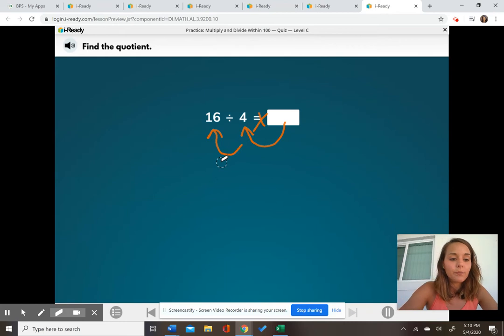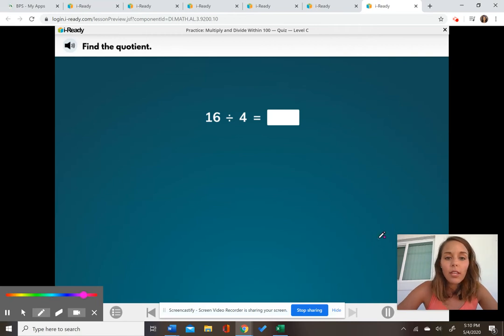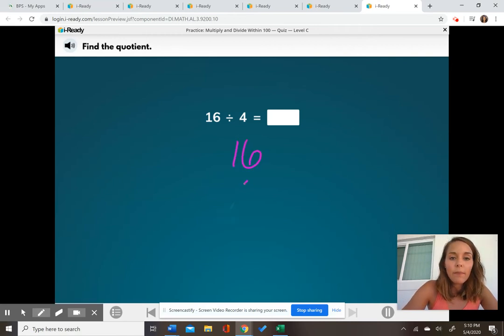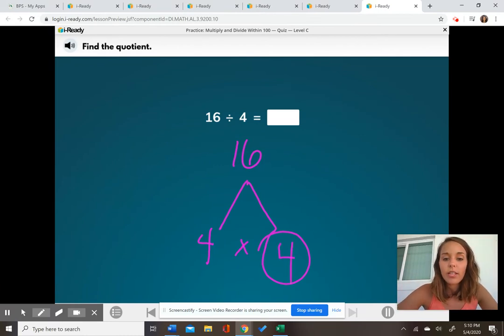So in this case, let me wipe it clean. I could draw a number bond that would look something like this. Let's do pink. It would be 16 at the top. 4 times something equals 16. 16 split into 4 is what? So I know that my answer goes here. If I know my times tables, I know that 4 is the right answer. If I don't remember it, I can try trial and error. So you would do 4 times 3. Does that equal 16? No. 4 times 5. Does that equal 16? No.